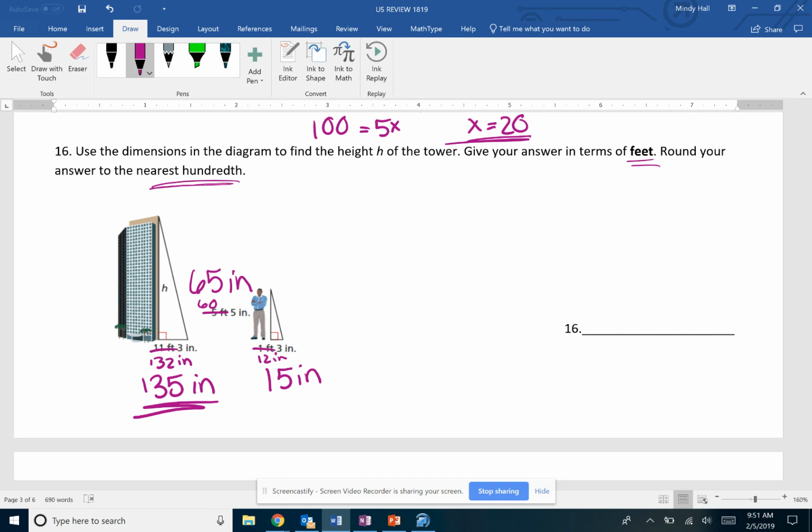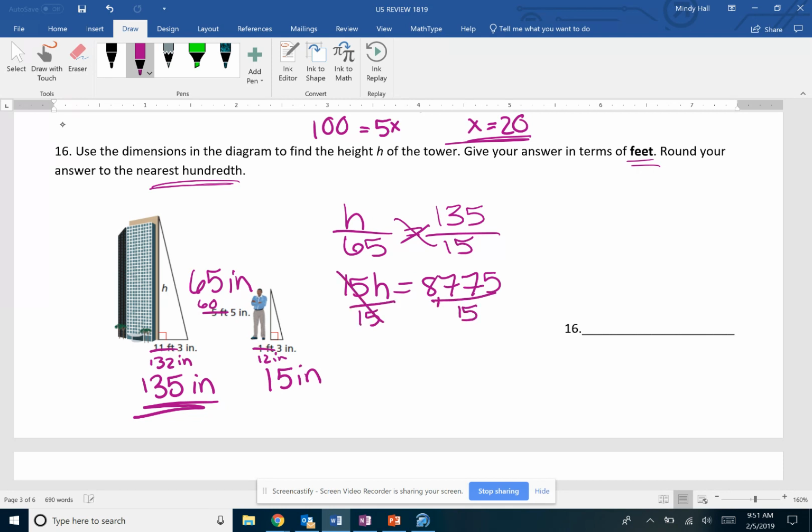So to set up the proportion, you can have h over 65 equals 135 over 15. So that would give us 15h equals 65 times 135, which is 8,775. And when you divide by 15, you get that the height of the building is 585 inches. Remember, you did convert it to inches.